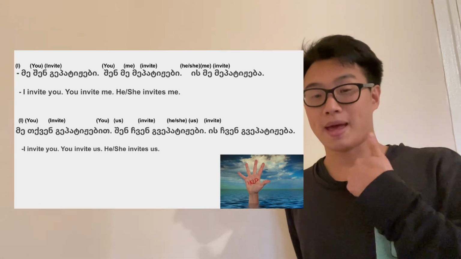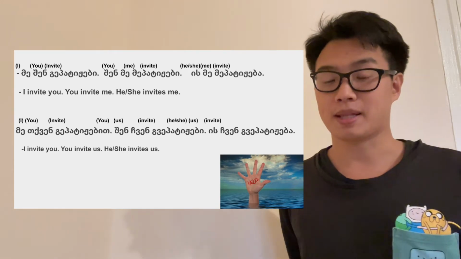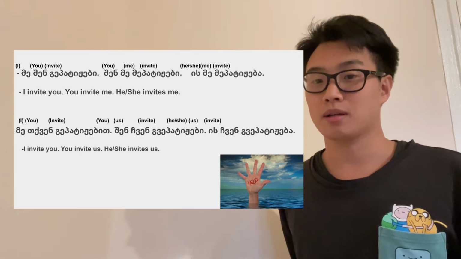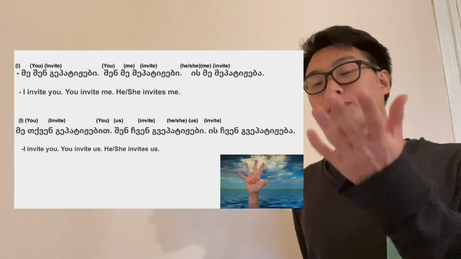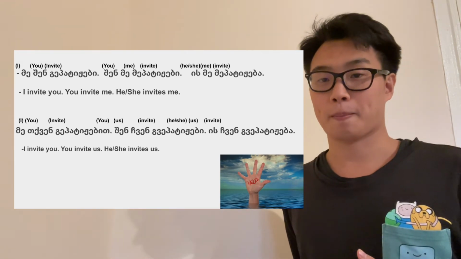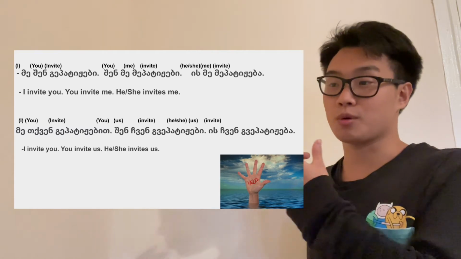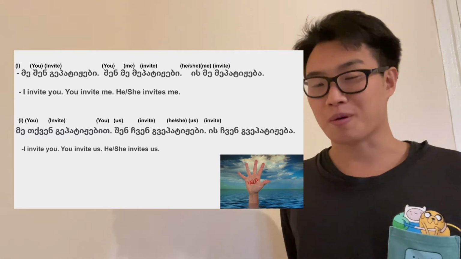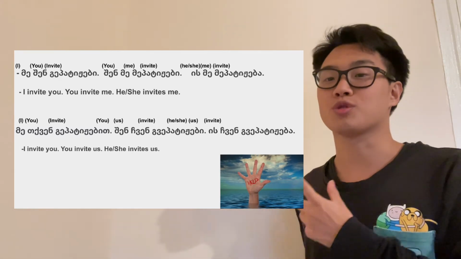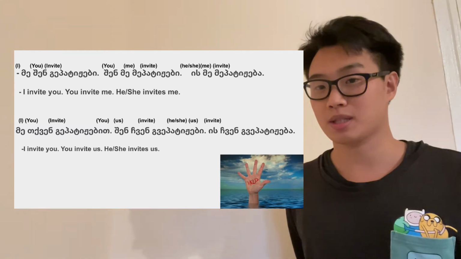And next, me tkven gepatijebit. I is subjective and tkven is objective. Gepatijebit, because we are inviting some of you guys, many of you guys, plural form, right? That's why the conjugation form will be gepatijebit.